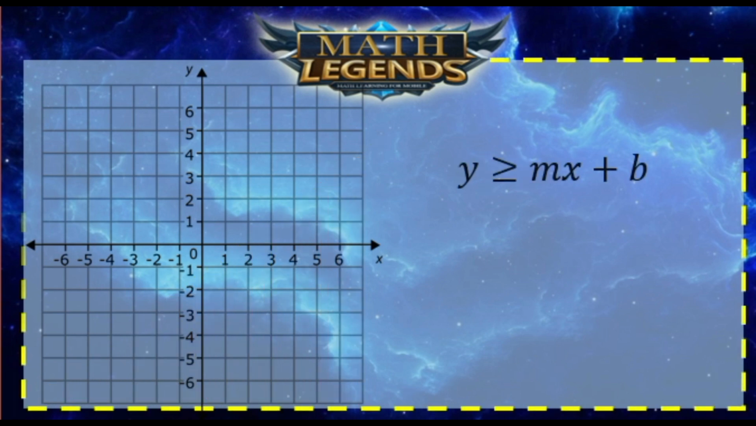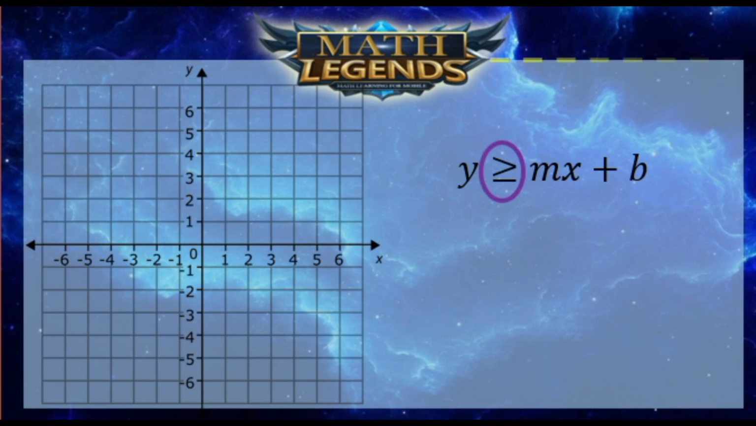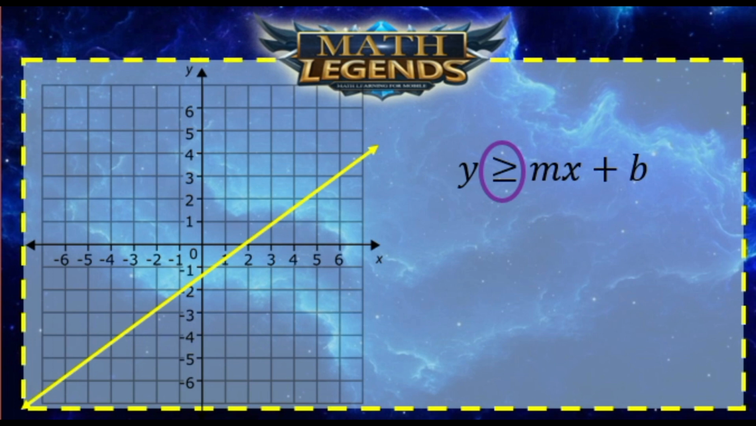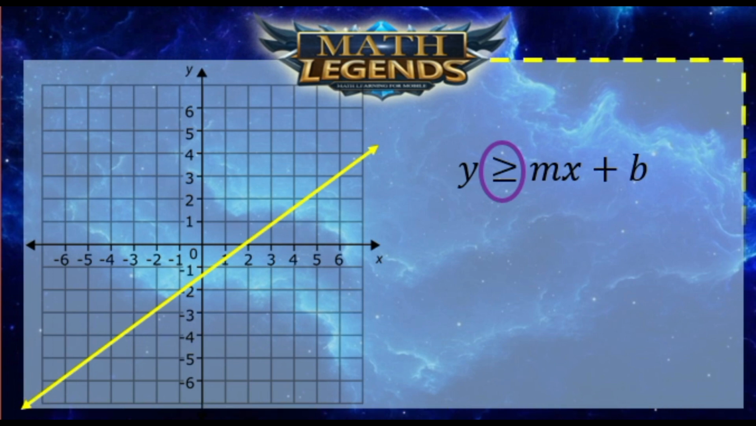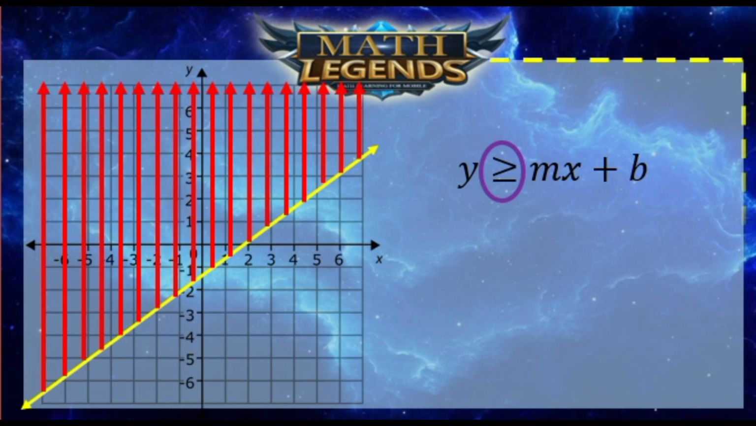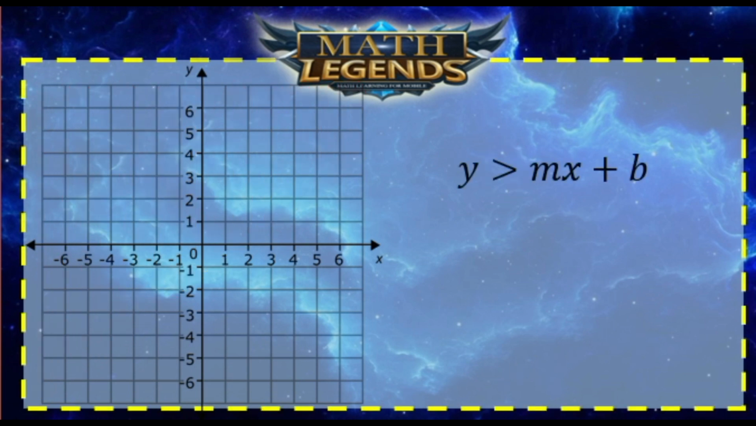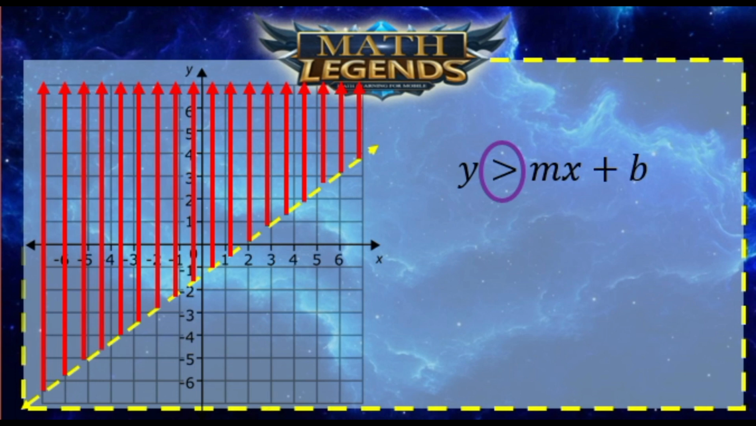Now, if we have a given linear inequality wherein the inequality sign is greater than or equal to, in here we're going to use a solid line representing that the line is included as part of the solution. And since it is greater than, we're going to include also those points that are above our line. And if we have our linear inequality that has the inequality sign that is greater than, we're going to use a broken line representing that the line is not included in our solution. And since it is greater than, we're going to include all the points that are above the line.